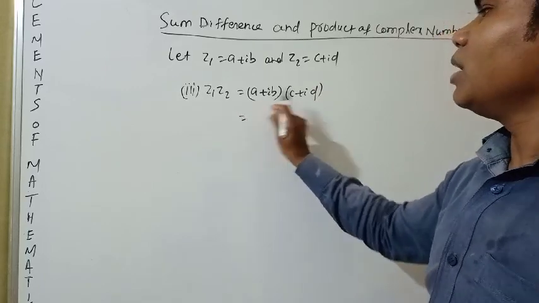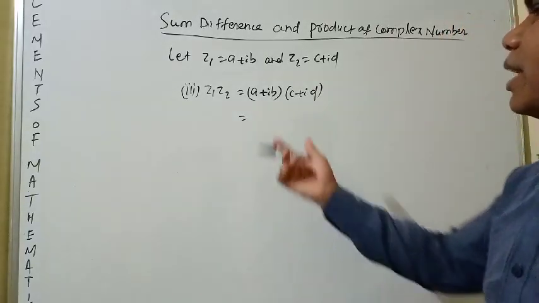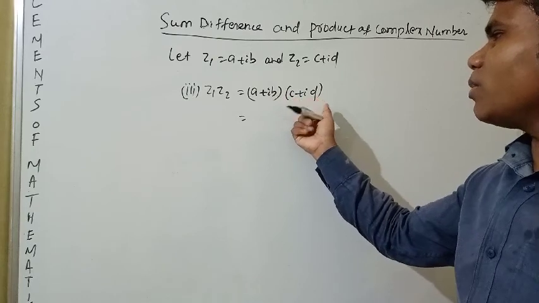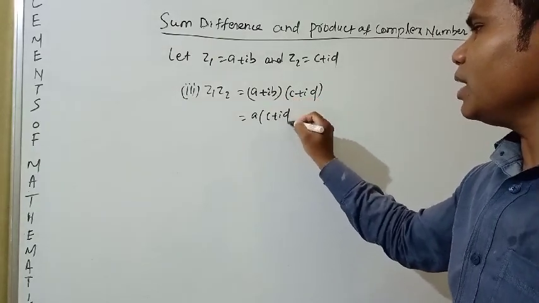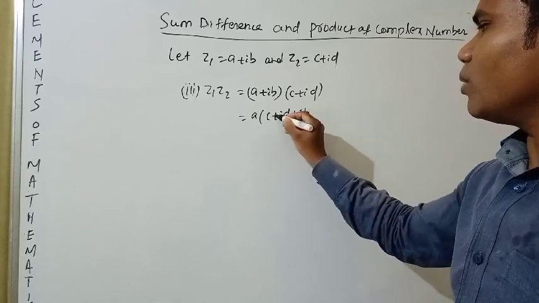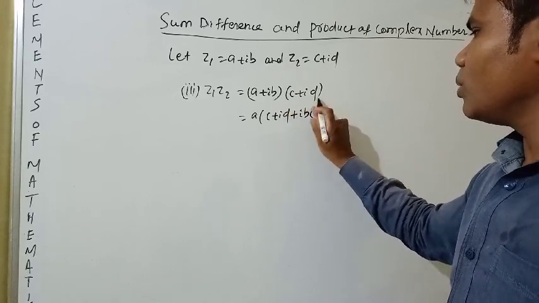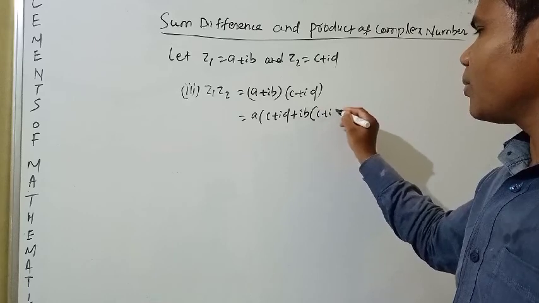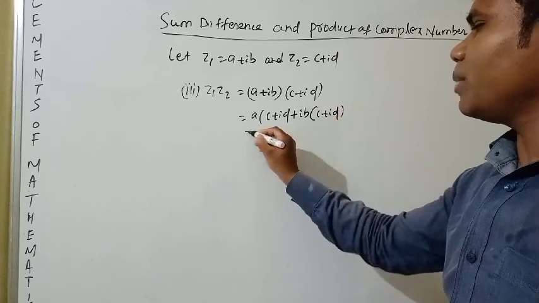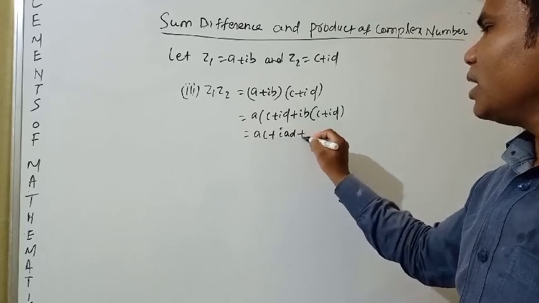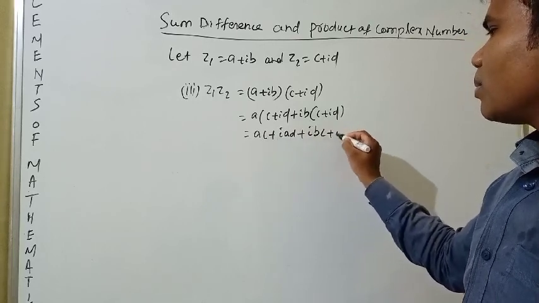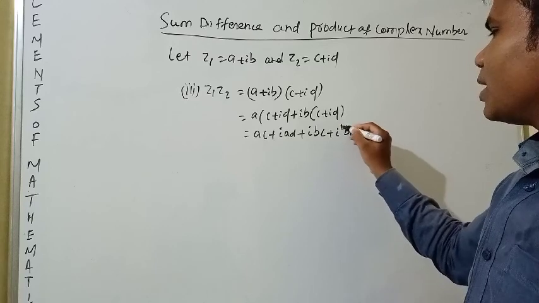If you multiply A plus IB with C plus ID, as usual you multiply A into C plus ID plus IB into C plus ID. That means how much? AC plus IAD plus IBC plus I square BD.